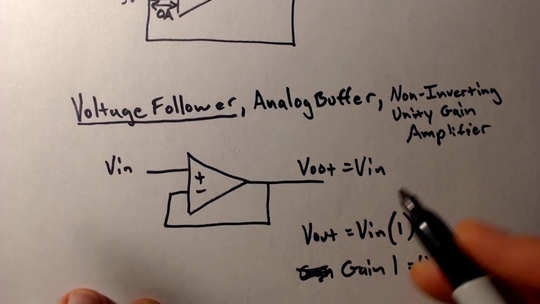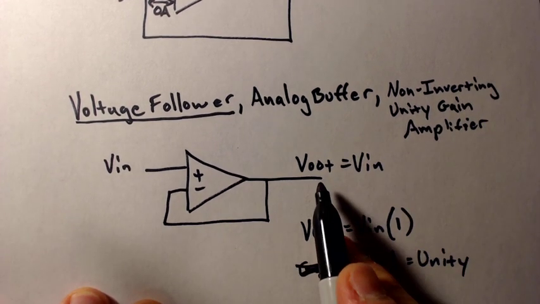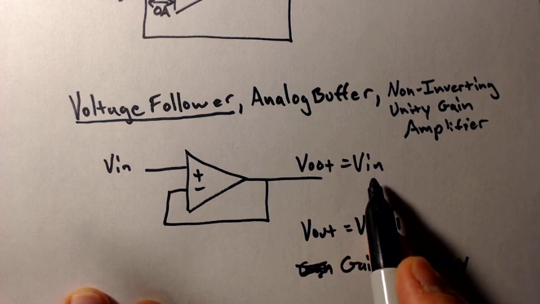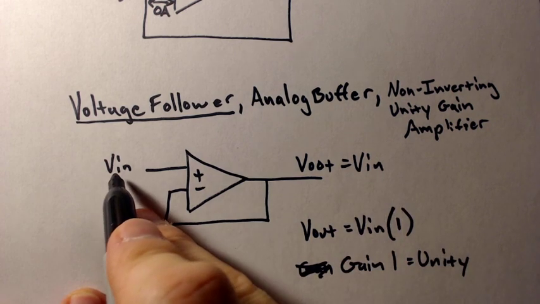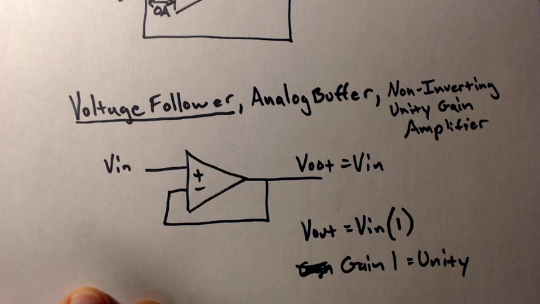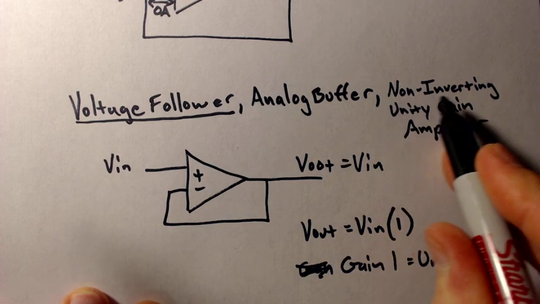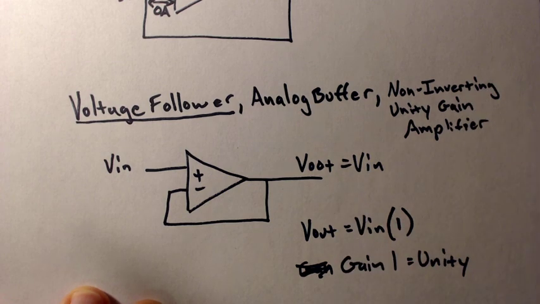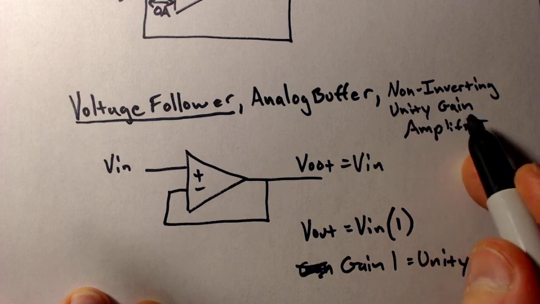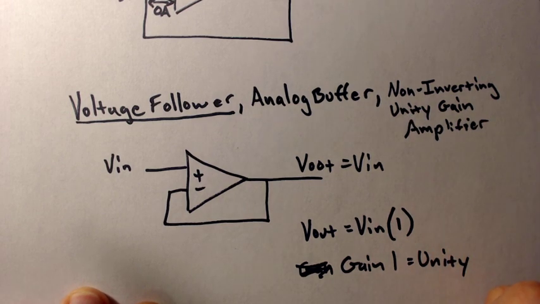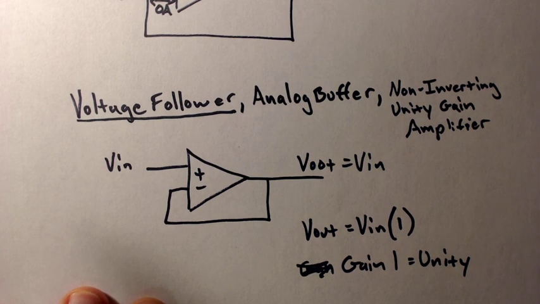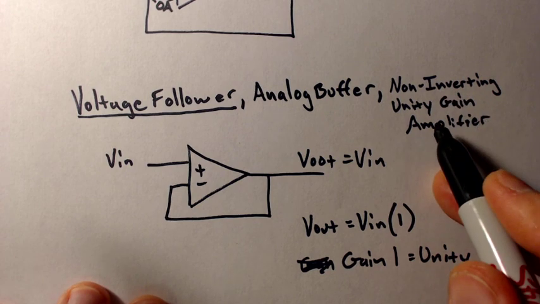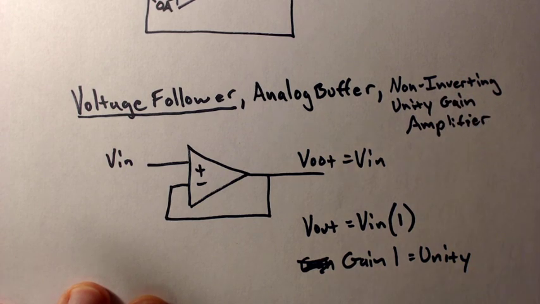Okay? Non-inverting. The output is staying the same polarity as our input. If our input's positive, our output is positive. If our input is negative, our output's going to be negative. It is non-inverting. It is not changing the sign of our input. Unity gain, because it's got a gain of 1, and it's an amplifier. So non-inverting unity gain amplifier, okay?